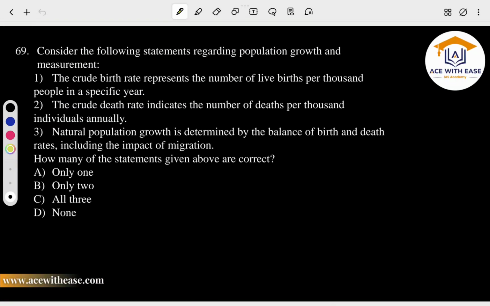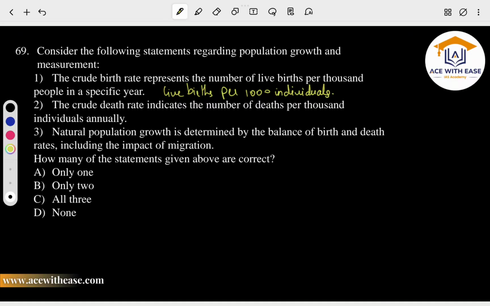69. Consider the following: population growth and measurement. First statement, crude birth rate represents the number of live births per 1000 people in a specific year. Yes. This is generally calculated as the number of live births per 1000 individuals. Then second, crude death rate indicates the number of deaths per 1000 individuals annually. The second statement is also correct.